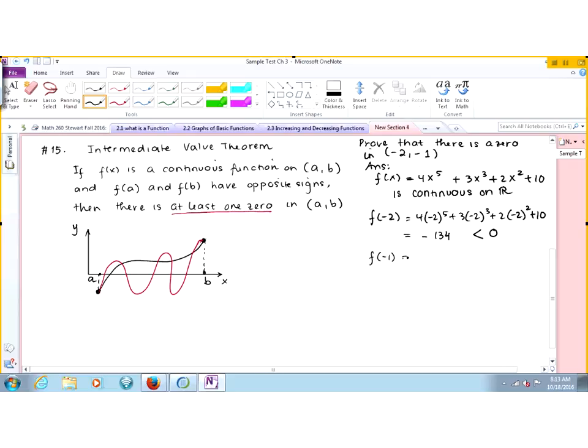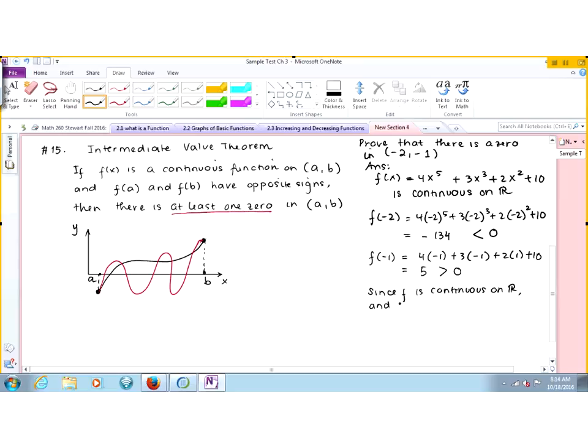Right? Now, what about f of -1? Well, then you do the same thing. 4 times -1 plus 3 times -1 plus 2 times 1 plus 10. So what is this? Is it positive? 5. So 5 is greater than 0. Right? Yes.